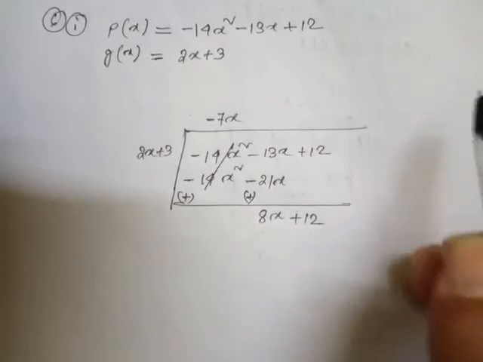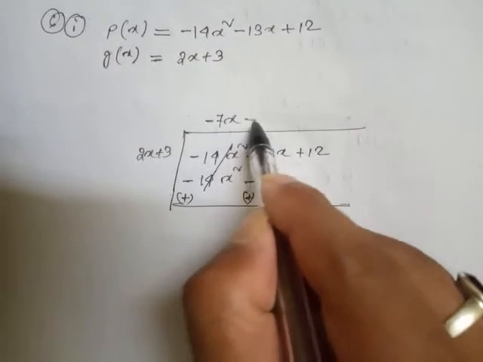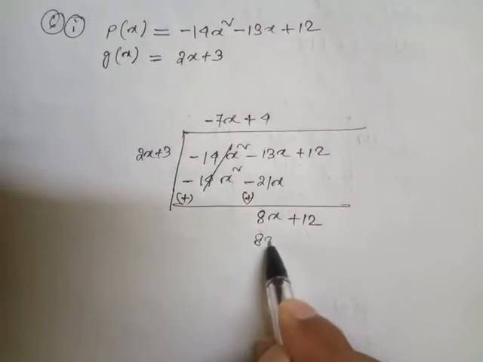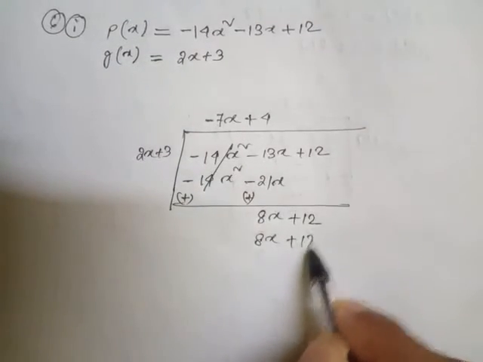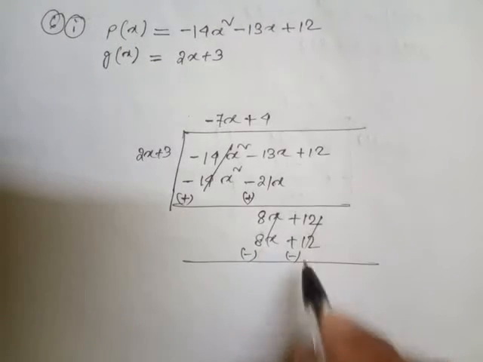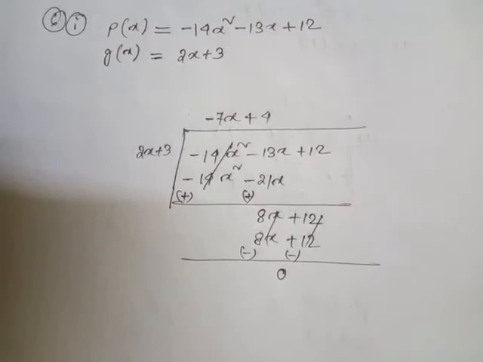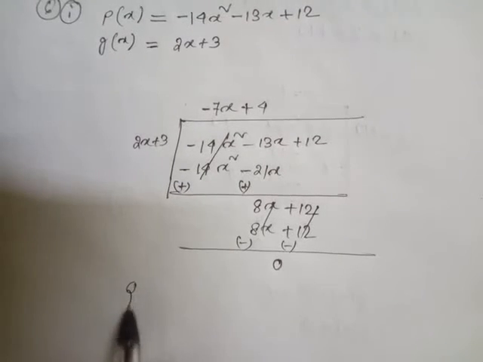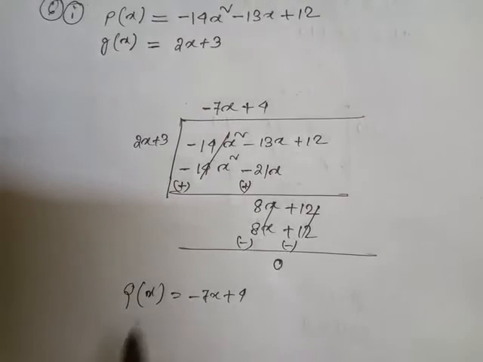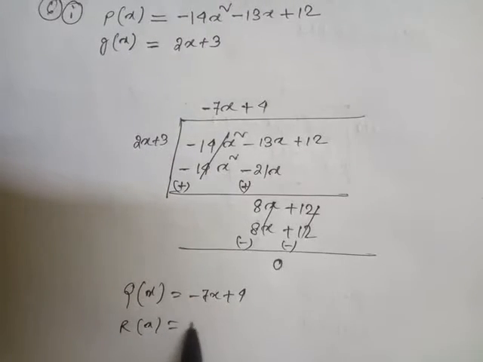Now look student, how to solve this one? If I write down here, just you know, only 4 to the 8x and 3 fours are 12. Now look, again sign will change, so plus becomes minus, cancel these two, remainder is 0. Now look student, here quotient is how much? Quotient q(x) equal to minus 7x plus 4 and remainder r(x) equal to 0.